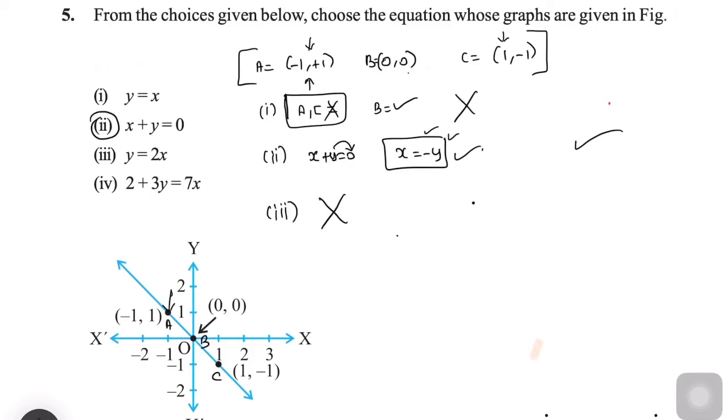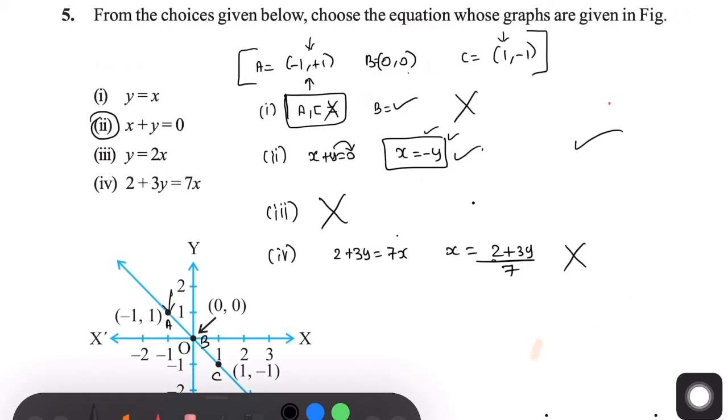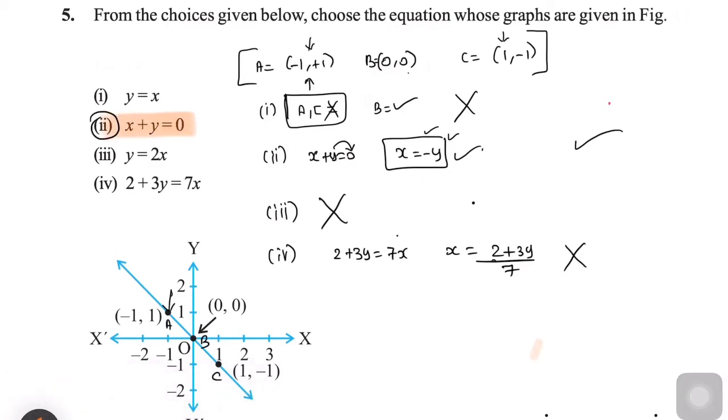Then question number 4. 2 plus 3y is equal to 7x. Just find the value of x only. So x is equal to 2 plus 3y divided by 7. So substituting the point B, if x is equal to 0, then y is not equal to 0 for these conditions. So this is not correct. So the only answer is option number 2. X plus y is equal to 0 is the correct answer.